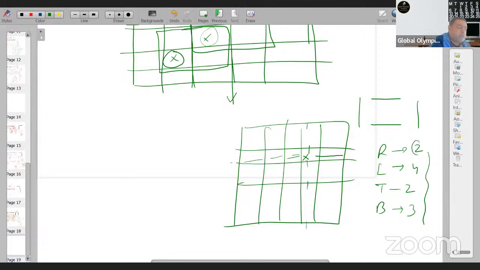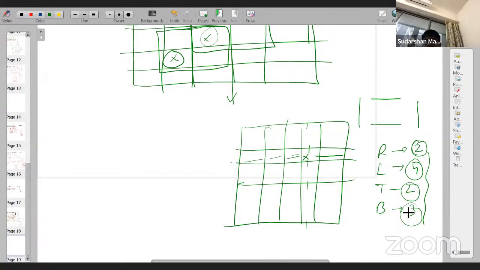You have 2 shirts to wear, 2 pants to wear, 2 hats to wear, and 3 shoes to wear. How many combinations will you get? So 2 into 4 into 2 into 3. That's 6 into 8, 48. 48 rectangles will be there which will contain this.